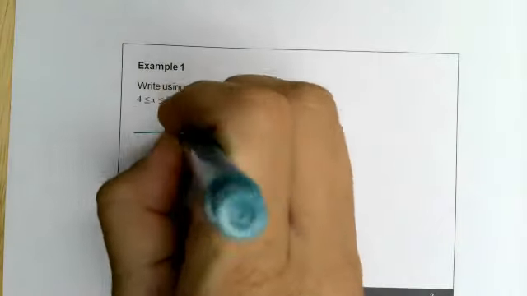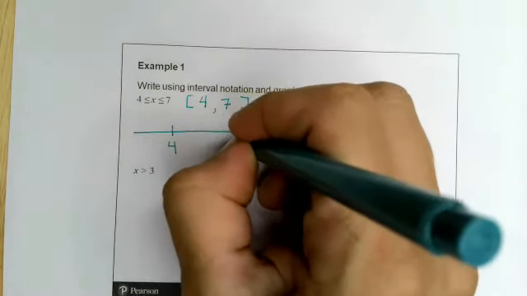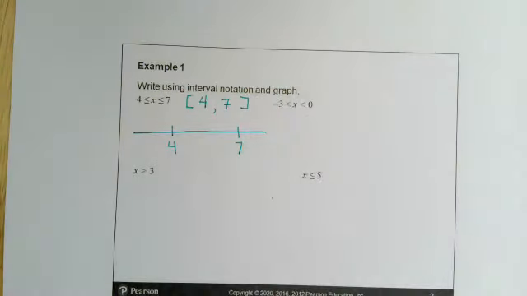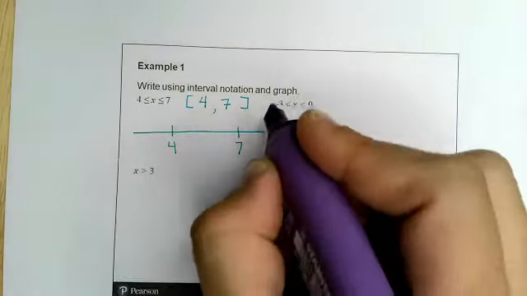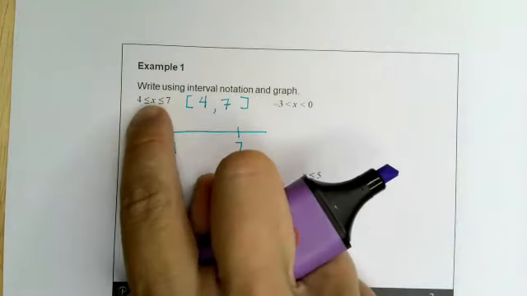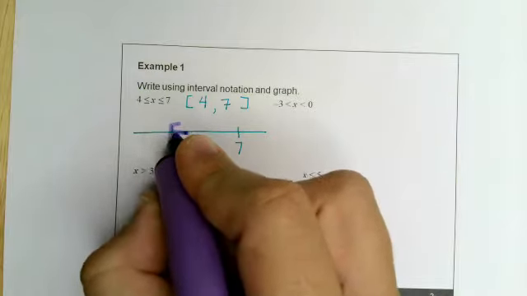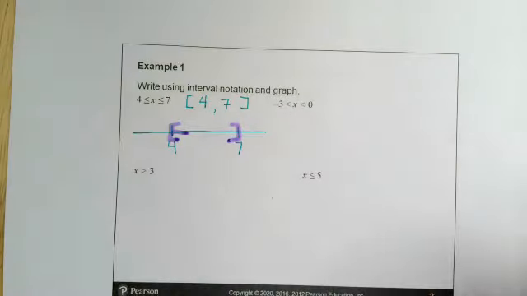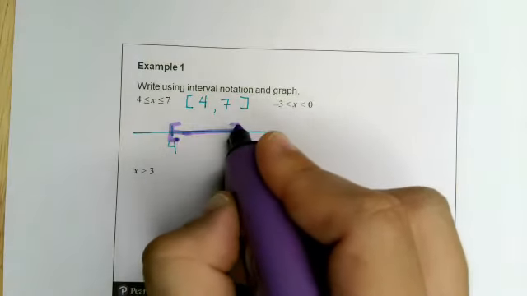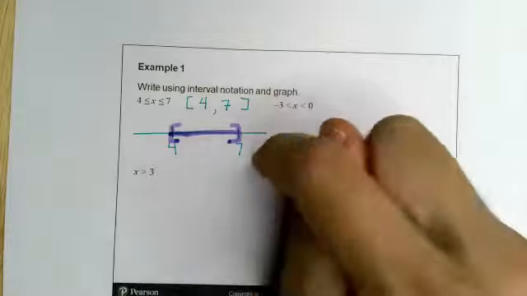To graph it, I'm going to put a number line with a 4 and a 7. I know it includes 4. And I know it includes 7. I know x is bigger than 4, so I know it goes this way from 4. And I know x is smaller than 7, so it goes that way from 7. It includes everything between 4 and 7. There's your interval notation, and there is your graph.